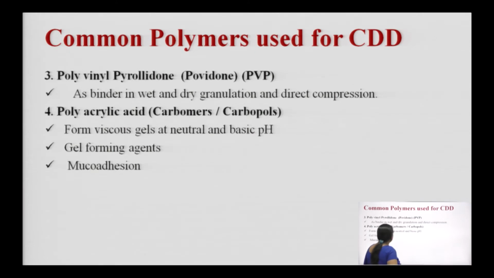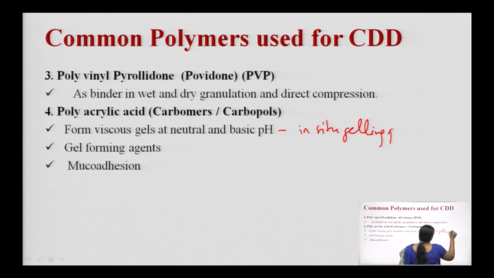Then we have polyacrylic acids, another important and versatile category of polymers. They are sold under the trade names of carbomers or carbopols. They are again pH sensitive polymers. They form viscous gels at neutral and basic pH while they are in salt state at acidic pH values, and this is a very important property of carbomers which is being exploited in their use in formation of in situ gelling preparations.